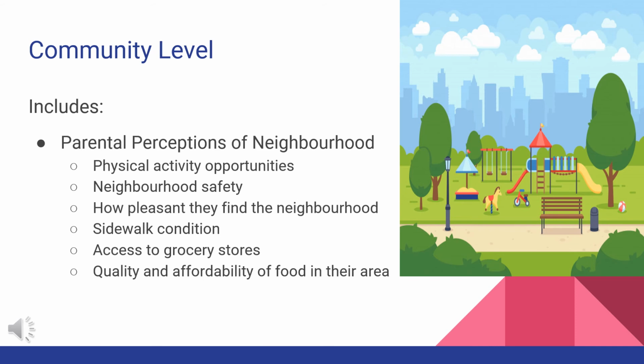The parental perceptions that were considered in this study include physical activity opportunities in the neighborhood, the overall safety of the neighborhood in terms of traffic and crime, how pleasant parents perceive the neighborhood to be, the condition of public spaces and sidewalks, and parent perceptions of access to quality and affordable food. It was determined that parents' beliefs about their neighborhoods were a strong predictor of childhood overweight and obesity.